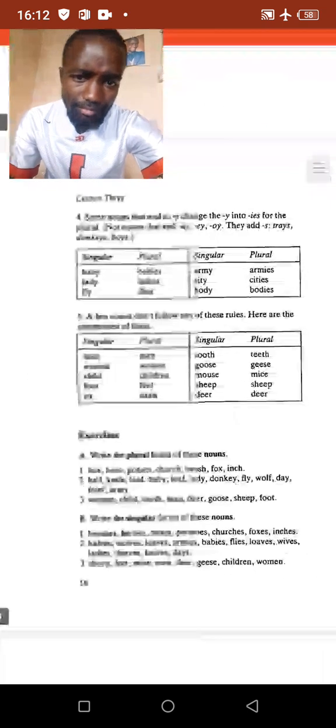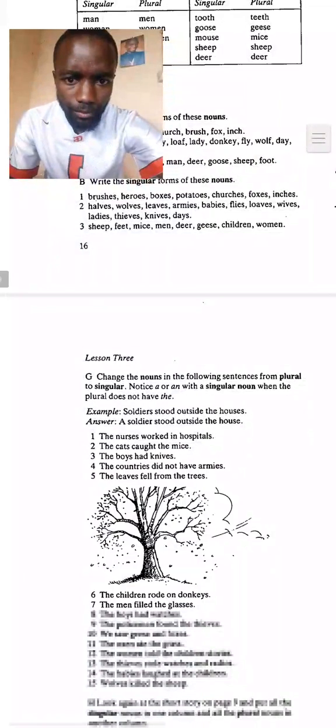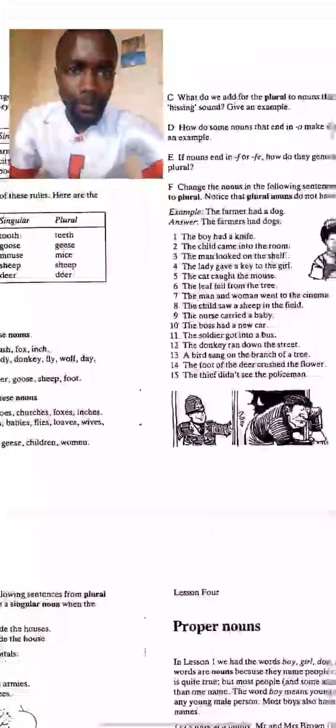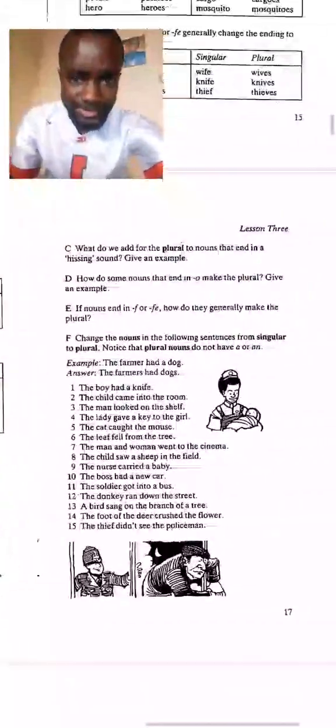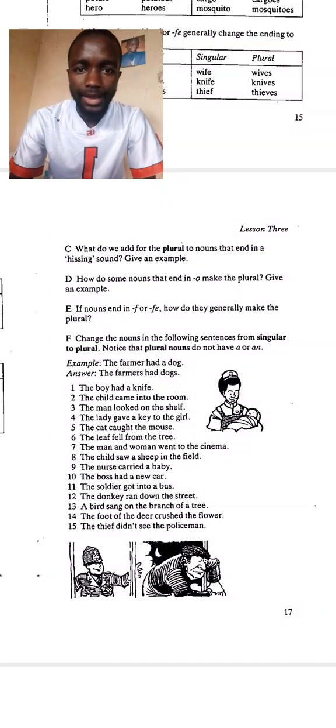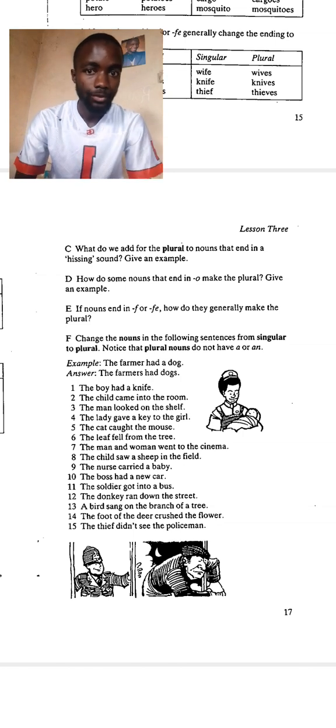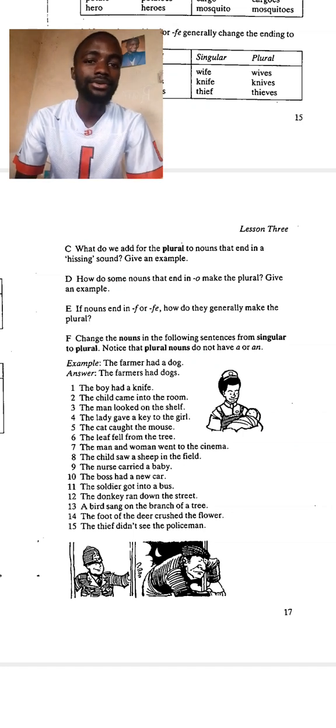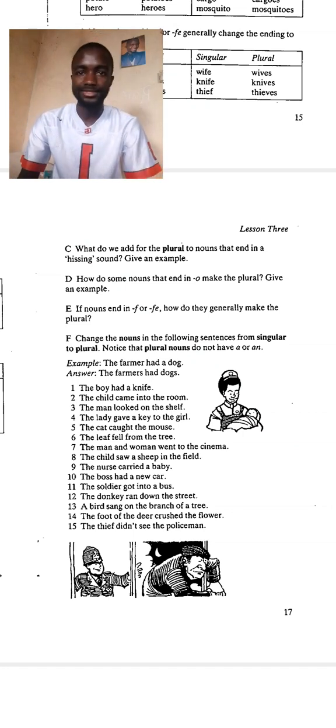C. Did I jump here? Well, that was bad. But okay, still, we can just come to exercise C. It says, what do we add for the plural to nouns that end in a hissing sound? You tell me. What do we add for the plural to nouns that end in a hissing sound? Give me an example. Very simple.